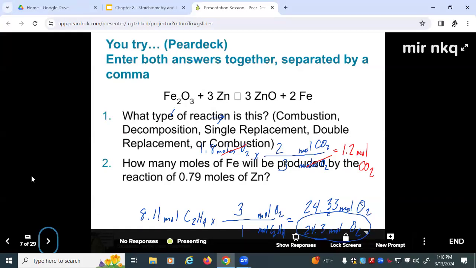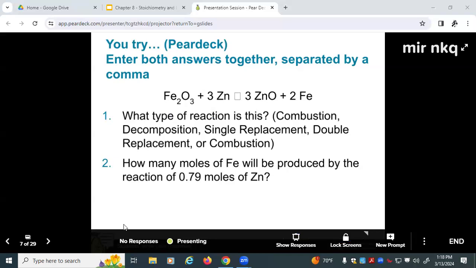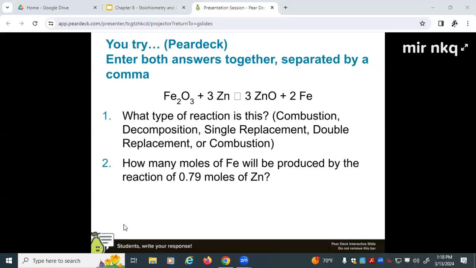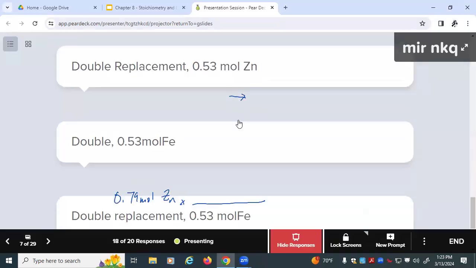Okay, then you try this. So I've got 2 questions for you. First question, what type of reaction is this? When you put your answer in the pear deck, identify the reaction type first, then put in a comma, then answer the second question here. How many moles of iron are going to be made by the reaction of 0.79 moles of zinc?